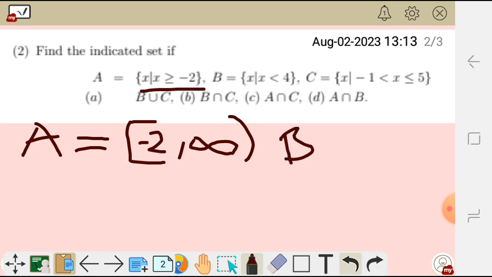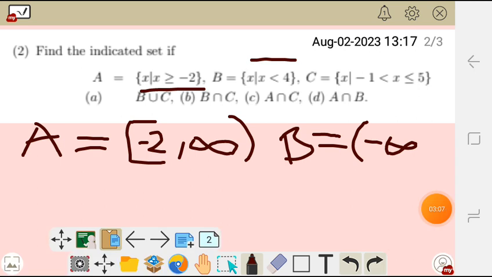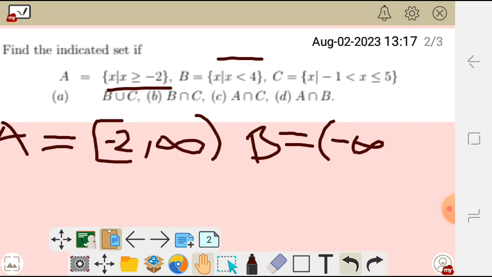Set B will include all the numbers which are less than 4, meaning the smallest number is negative infinity. So B will start from negative infinity, comma, 4, and I'm going to use a circle bracket because 4 is not included in that set. From here we can start answering these questions.